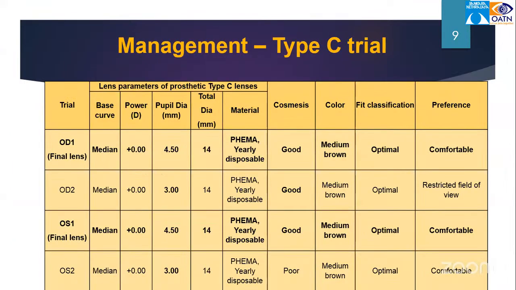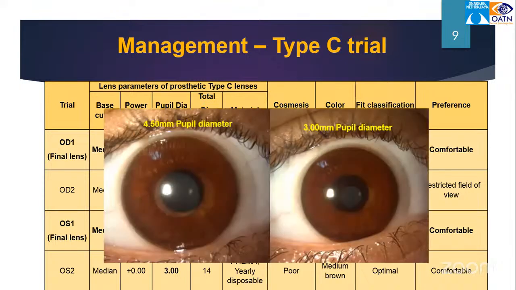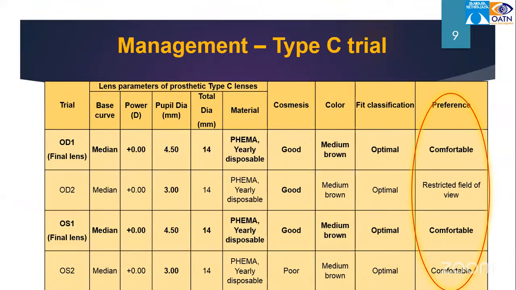These are the parameters of the type C prosthetic lenses which were used. This is the picture of the type C lenses with different aperture sizes. So the trial was done with each of these lenses in both eyes in dim illumination as well as normal illumination. In the right eye, the patient felt significant reduction in shadowing, but had a restricted field of view with a 3 mm pupil size. The left eye did not have any significant difference between the different aperture sizes and different illumination.